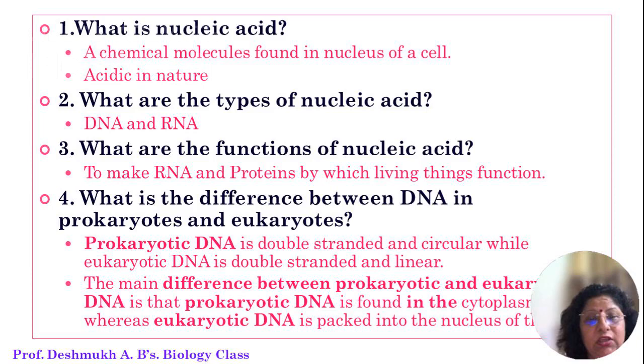Nucleic acids are essential molecules found in the nucleus of a cell, and they come in two types: DNA and RNA. They are crucial for making RNA and proteins, which are vital for the functioning of living things. The main difference between prokaryotic and eukaryotic DNA is that prokaryotic DNA is double-stranded and circular, while eukaryotic DNA is double-stranded and linear.